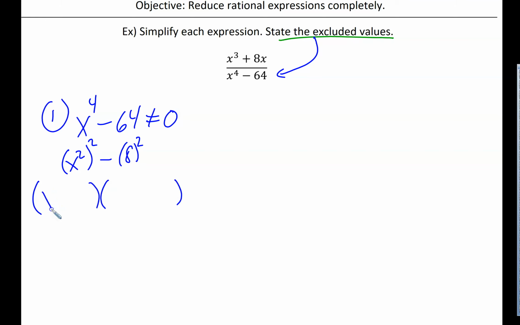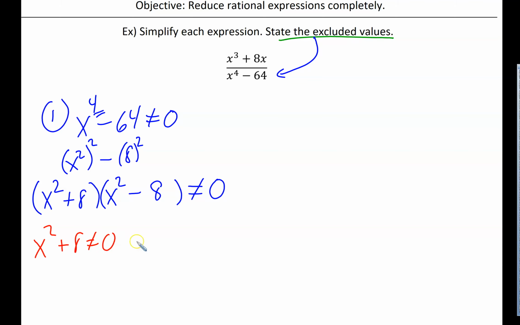Remember that your 2 binomials then are going to have to start with x squared, because you have this x to the 4th. And then you have a plus 8, and you have a minus 8. And those cannot be equal to 0. So what we're looking at here then is realizing, so our x squared plus 8 cannot be 0.